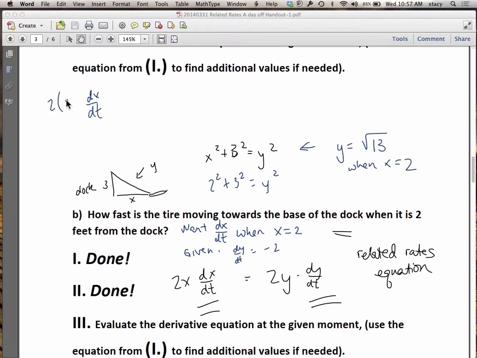I guess I might as well just plug everything in. So when x is 2, it's 2 times root 13 times -2. And so then we can solve for dx dt. So we get what? Negative root 13. Okay? Does it make sense that it's negative? How do we interpret the fact that we got a negative number for dx dt?